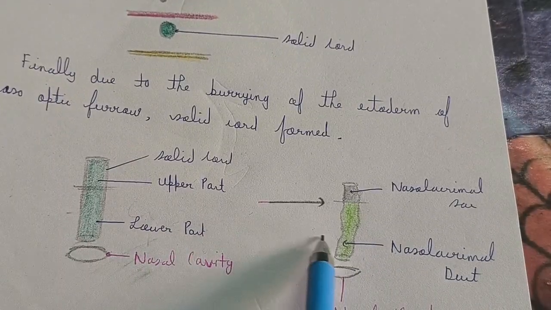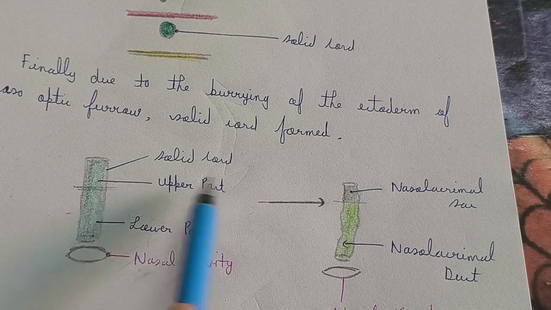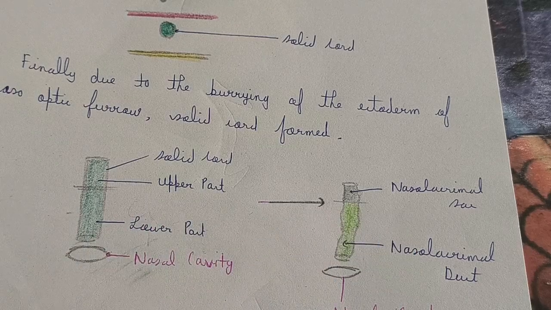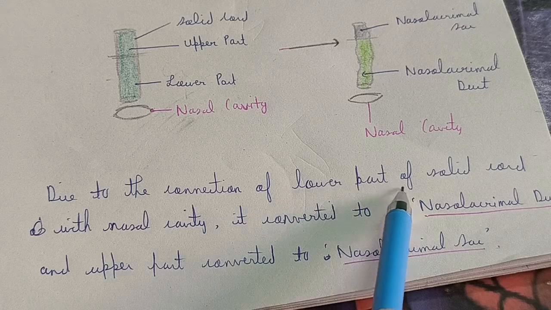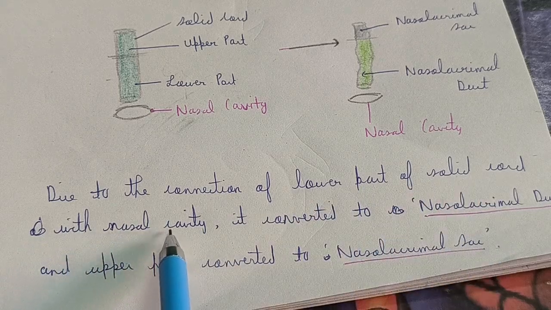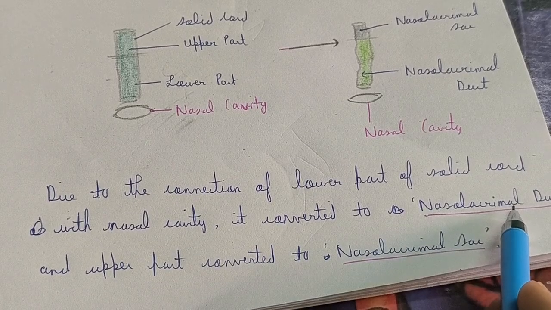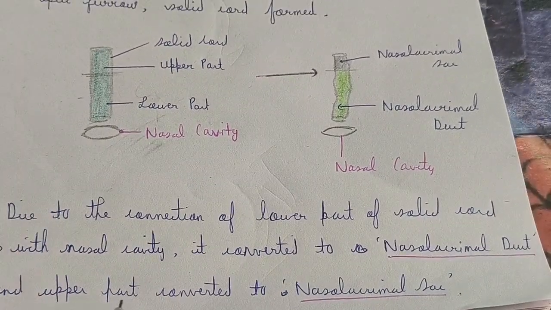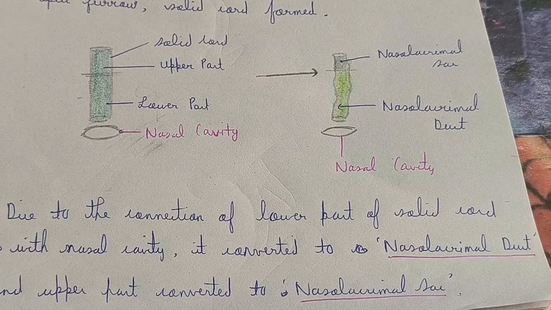Later this lower part develops into the nasolacrimal duct, and this upper part develops into the nasolacrimal sac. So I have written that due to the connection of the lower part of the solid cord with the nasal cavity, it is converted into the nasolacrimal duct, and the upper part is converted into the nasolacrimal sac. That's all about today's video.